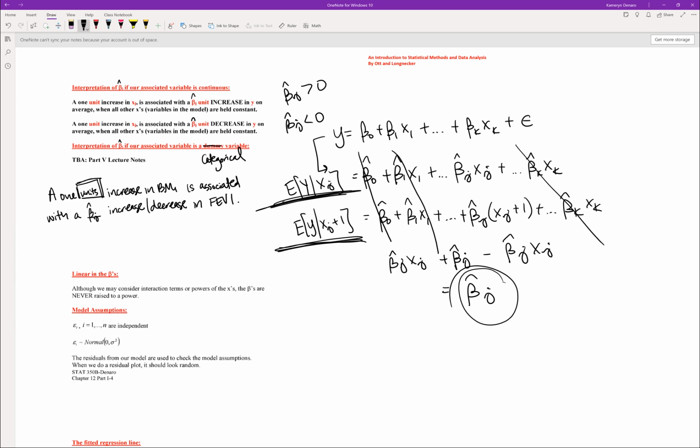Your epsilon i's are distributed with a normal distribution with a mean of 0 and a variance of sigma squared. So when you do your residual plot, we should see residuals that look random. If your residuals don't look random, then you probably need to look into that and figure out how you can fix your model.